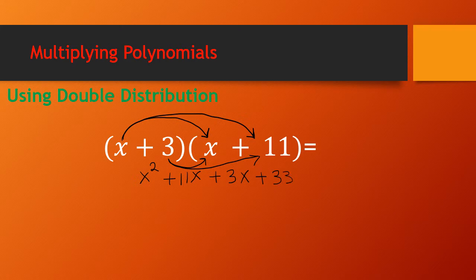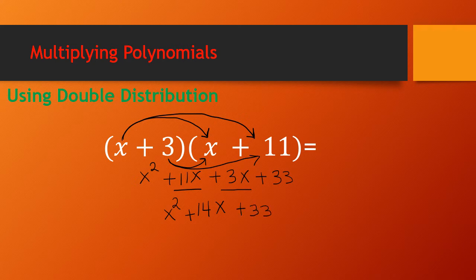Looking at this expression, I can see that I have like terms, 11x and 3x are like terms, and we can combine them together. If I combine 11x and 3x together, I'm going to get 14x. So I end up with a trinomial equal to x squared plus 14x plus 33.